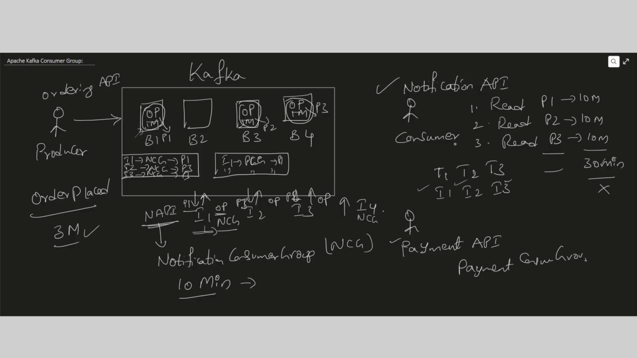So this is how partitioning and consumer groups work in Kafka.